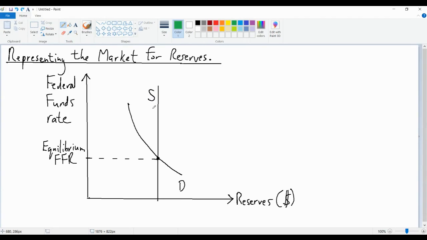Or maybe it's a bank panic and there are fire sales of assets, and so they need to accumulate reserves and they're doing it any way they can. So as the banks' desire to get reserves shifts to the right, we're getting an increase in the federal funds rate, right? It's increasing more and more and more.